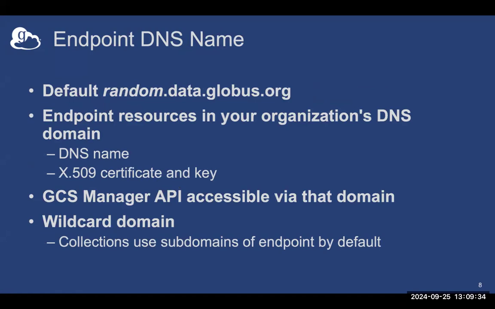Okay. Since the endpoint is providing a set of network resources, we have to have some sort of DNS name. By default, the Globus Connect Server setup will set it up to use some random bits of numbers and letters at .data.globus.org. If you have an IT department that allows you to create subdomains and get certificates, you can use those to replace that random name with something that actually reflects your organization name.